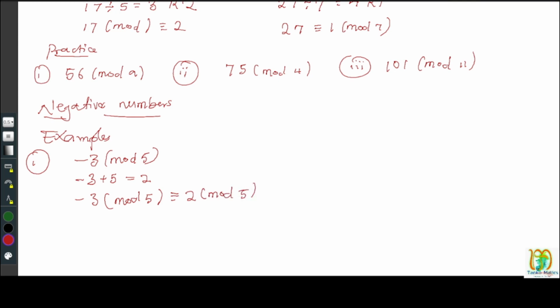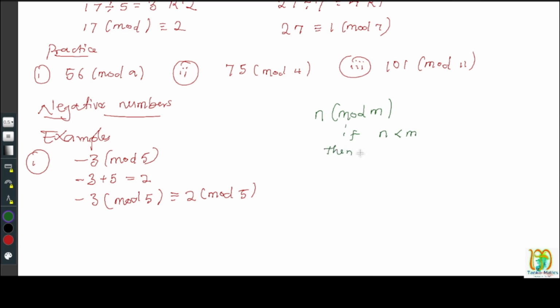Let me add something I forgot to say. Whenever you are given a number that is below your modulus, you don't need to do anything. Pay attention to this part. If I have n mod m, and n is less than m, then the result remains the same.